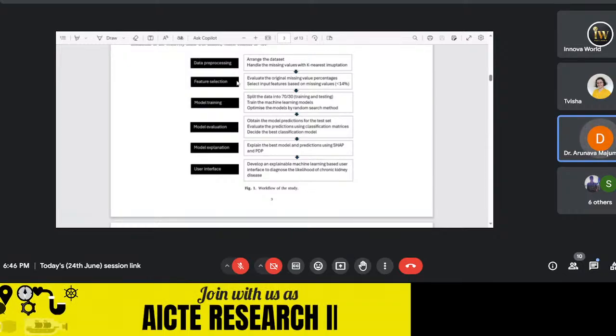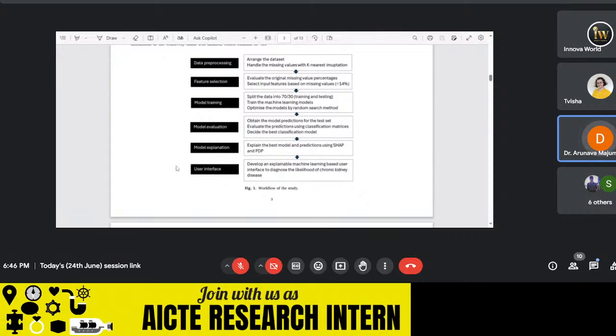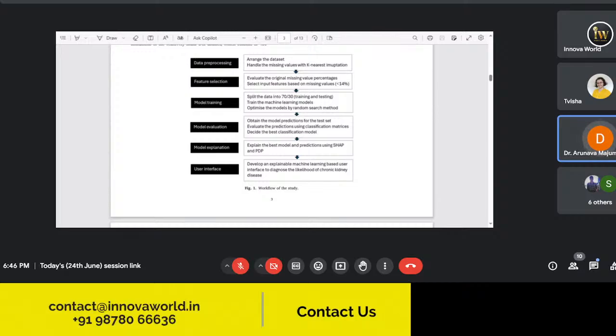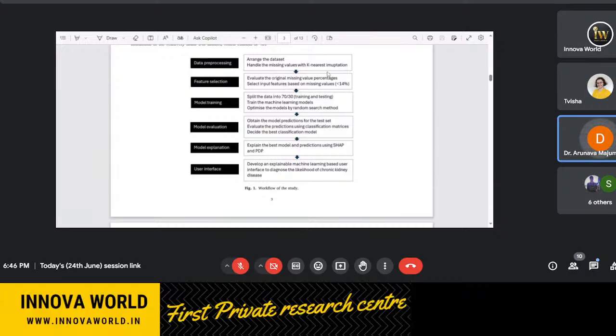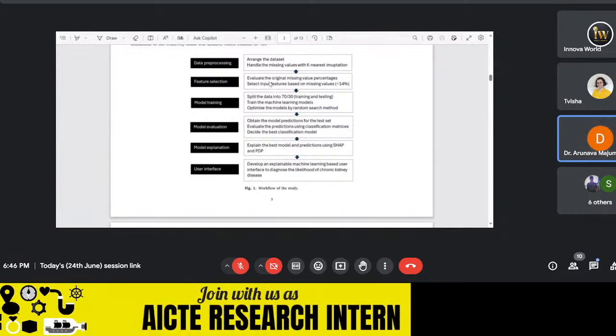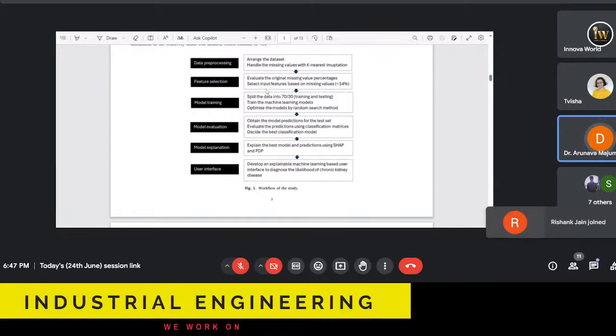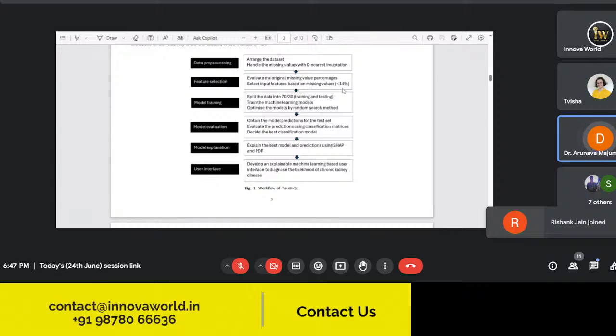Then this is not a flow chart, it is a process of the methodology, called a workflow. Just a presentation of how the work has been done step by step. First, data processing. Arrange the dataset, handle the missing values with k nearest imputation. K nearest imputation is an algorithm to handle or find out the missing values. Next, feature selection. Evaluate the original missing values percentage, select input features with missing values less than 14%.